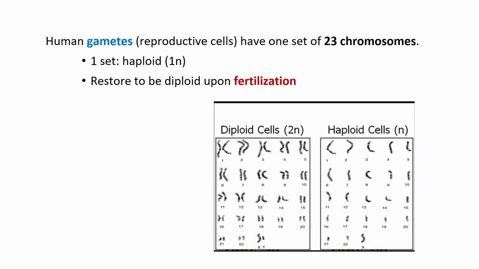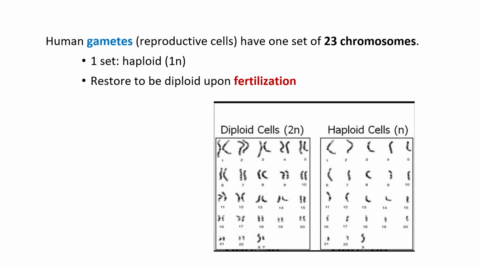In comparison to somatic cells, human reproductive cells, or gametes, only carry one set of 23 chromosomes. So these are said to be haploid. They're 1N versus our diploid somatic cells. During sexual reproduction, 2 gametes, one coming from mom and one from dad, will undergo fertilization and fuse their nuclei together to get a zygote that again will have 2 sets of 23 chromosomes, 46 chromosomes total. That diploid zygote can then undergo numerous rounds of cell division that lead to the formation of a human baby.